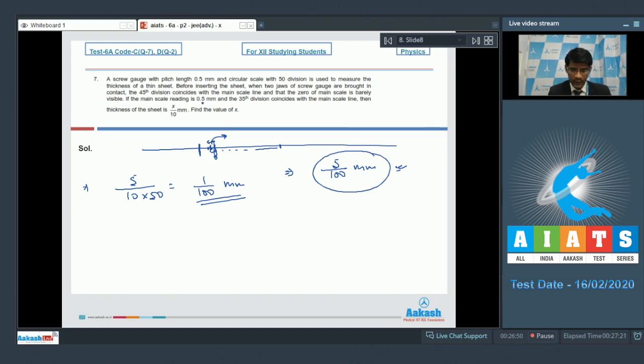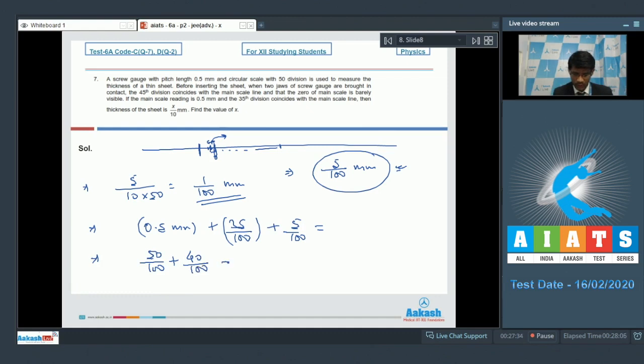Now if the main scale reading is 0.5 mm and 35th division coincides with the main scale, then we shall have the reading as 0.5 mm plus 35 divided by 100 mm. This would be the reading, and we need to adjust the zero error of the system. And how much it was? It was 5 divided by 100. So this will be the actual thickness of the sheet. So how much is the answer here? It will be 50 divided by 100 plus 40 divided by 100, and we are getting this value to be equal to 9 divided by 10 mm.